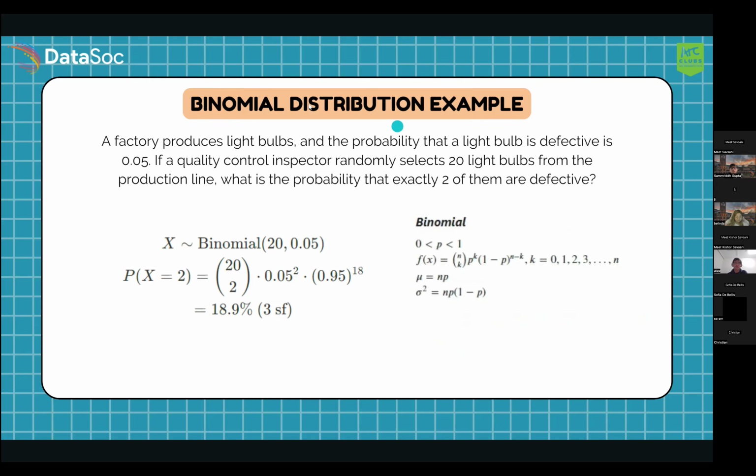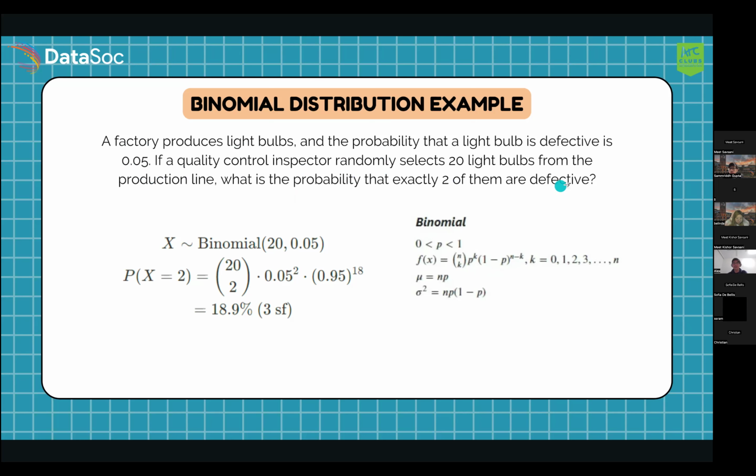A very simple one would be like a factory produces light bulbs, and the probability that a light bulb is defective is 0.05. And in this case, we'll say our success is 0.05. If the quality control inspector randomly selects 20 light bulbs from the production line, what's the probability that exactly 2 of them are defective?